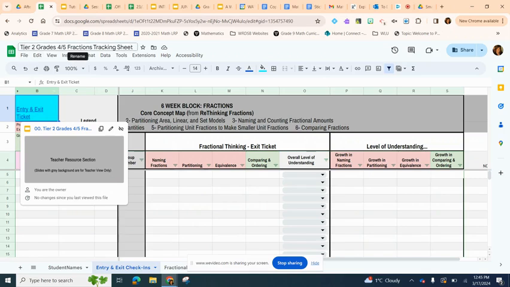If it is a tier 2 tracking sheet, then the entry ticket will contain grade level curriculum that has already been taught in this school year. If it's a tier 3 tracking sheet, the entry ticket will contain previous grade level curriculum on a topic that you intend to teach in the next 2 to 3 months.